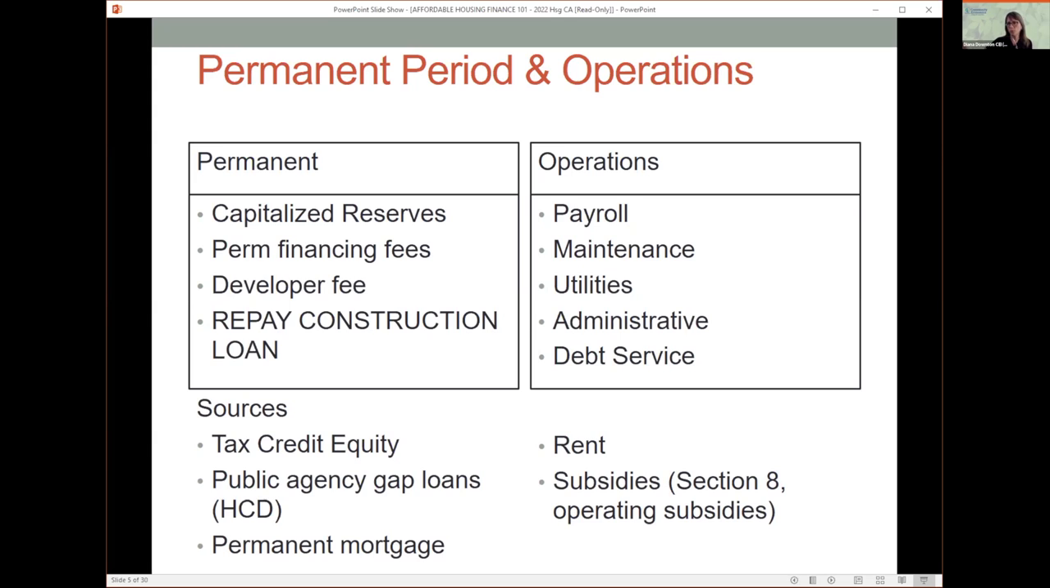Then you go into the operating period where you have costs and sources for that. The costs are things like your operating costs, payroll, maintenance, all the costs you have to run the building, and your source for that are the rents that you're getting from your tenants and potentially rental subsidies if you're lucky enough to have those.